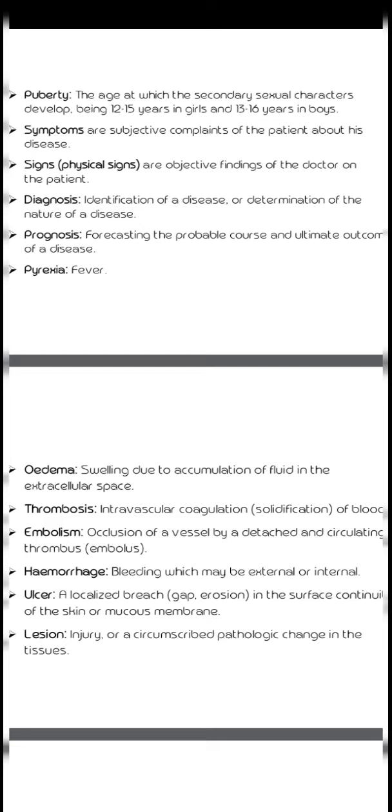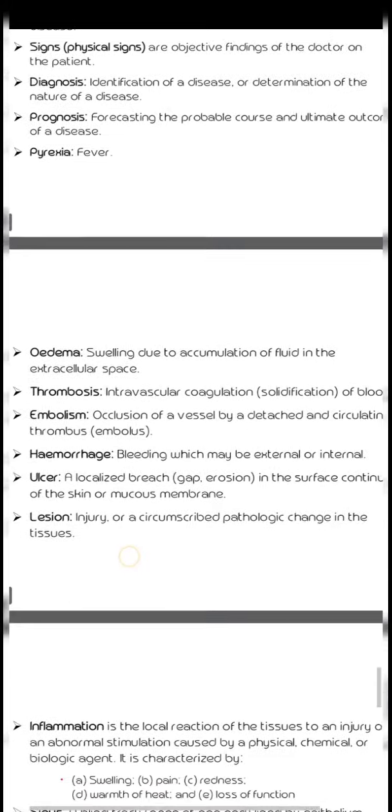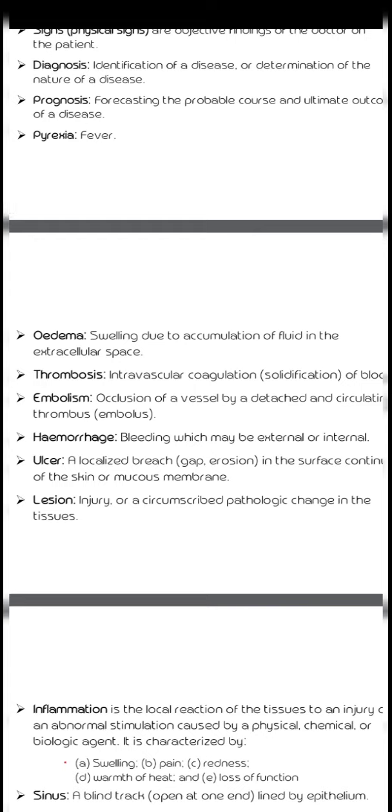The normal temperature of human body is 98.6, 98.7 degrees Fahrenheit, and I think 37 point something degrees centigrade. We always measure it in degrees Fahrenheit. So temperature more than 99 degrees Fahrenheit is pyrexia, it is fever. Edema. Okay, edema is accumulation of fluid in the extracellular spaces.